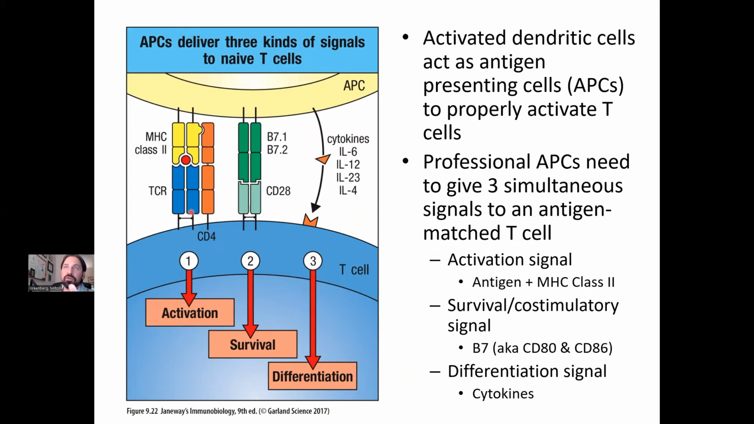Your activation signal, with the antigen in the context of MHC class 2 presenting to the T cell receptor. You have our co-stimulatory signal that's driven by B7, also called CD80 and 86, on the surface of the antigen presenting cell, binding to CD28 or CTLA4 on the surface of the T cell. And then our differentiation signal 3 that's driven by the cytokines made from the antigen presenting cell binding to the cytokine receptors on the T cell.